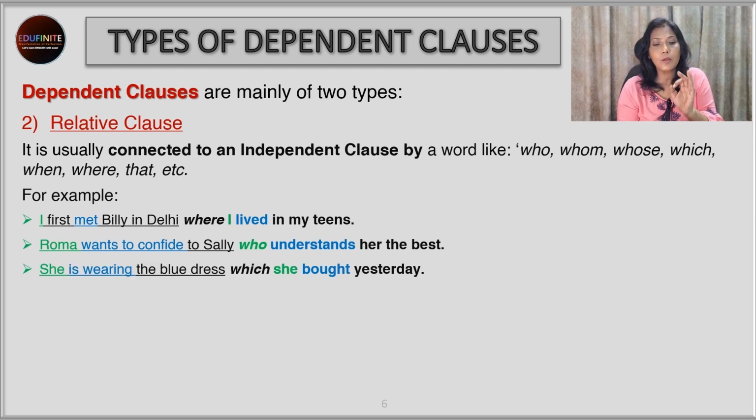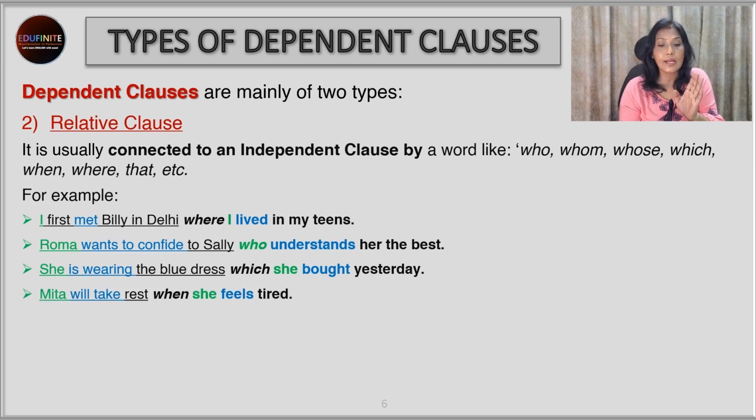She is wearing the blue dress which she bought yesterday. So over here again, "she is wearing the blue dress" gives us a complete meaning. So that's the independent clause. "Which she bought yesterday": again, this gives us some amount of meaning when we attach it to the independent clause "she is wearing the blue dress." So that's the dependent clause. And it begins with "which," so it's a relative clause.